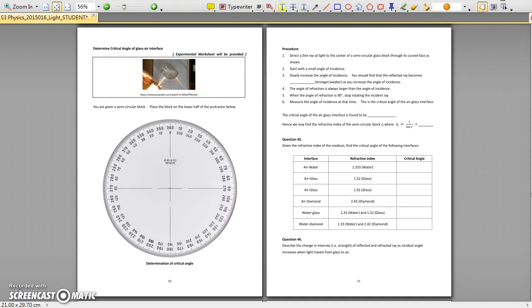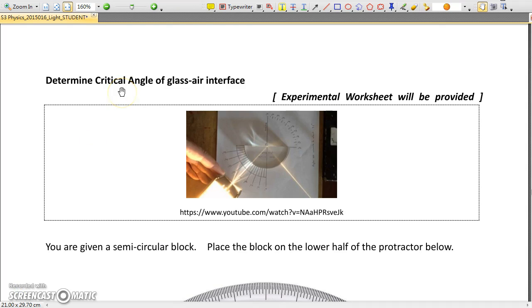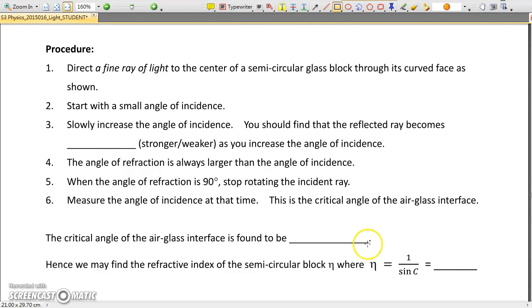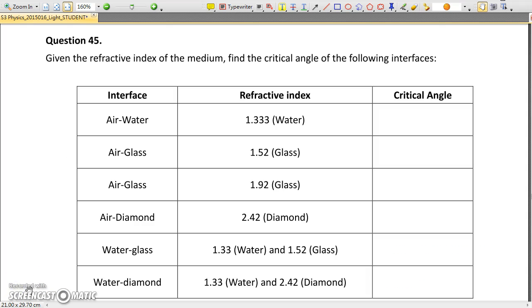And you are going to do the experiment yourself to determine the critical angle of the semicircular block. In this way, you may calculate the refractive index of the semicircular block. For question 45, you are going to find the critical angle. You may apply the equation eta equals 1 over sine c, so that sine c equals 1 over eta. In this way, you can find the critical angle c easily.